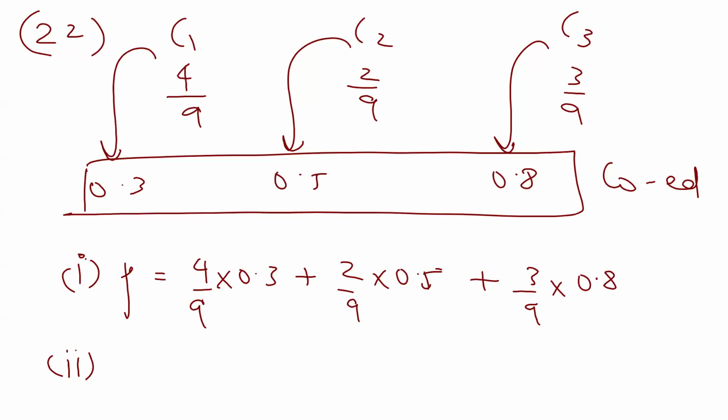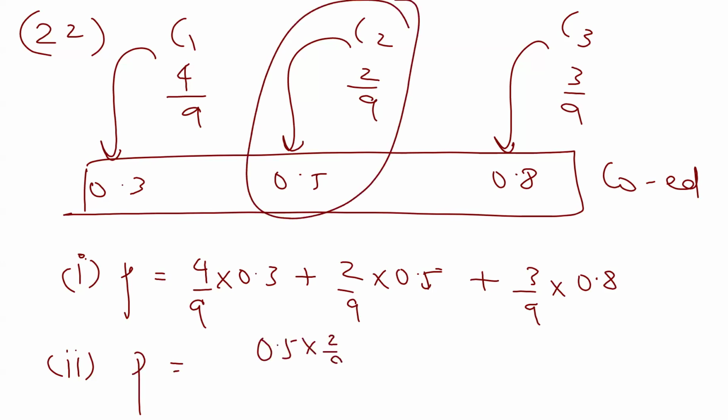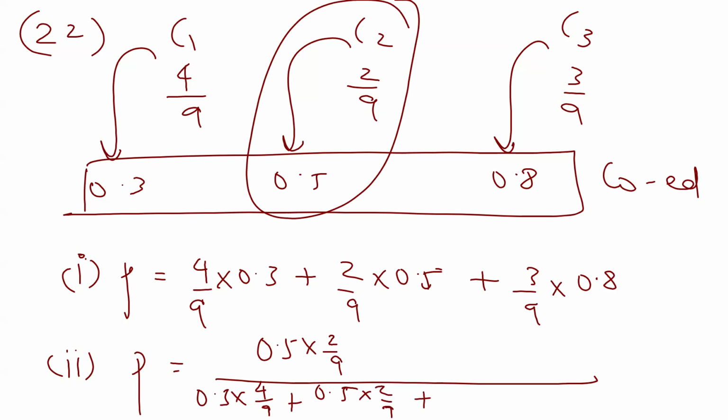Second point: co-education is introduced in the college, but then C2 is introducing it. So it is a specific case. This problem is very good actually because it will cover all your concepts. 0.5 into 2/9, 0.3 into 4/9, 0.5 into 2/9, 0.8 into 3/9. So it is C2 upon C1 plus C2 plus C3. Okay.